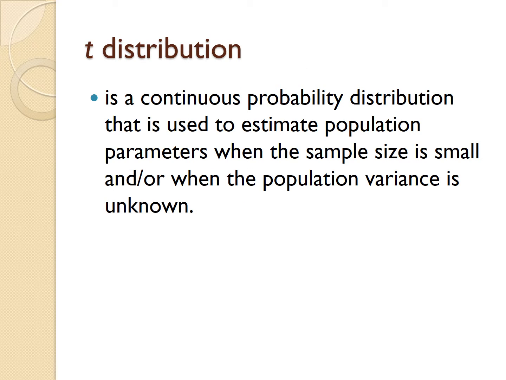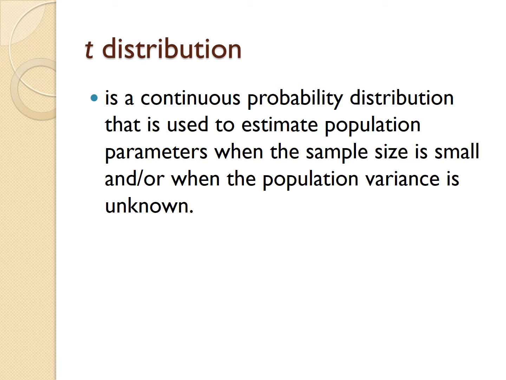In the last week's session, we looked at the binomial distribution, the Poisson distribution, and normal distribution. And there's a couple more distributions that we have to be familiar with, one of which is the t-distribution. The t-distribution is a continuous probability distribution that's used to estimate population parameters when the sample size is small or when the population variance is unknown.